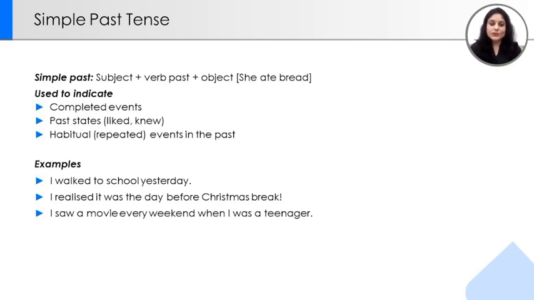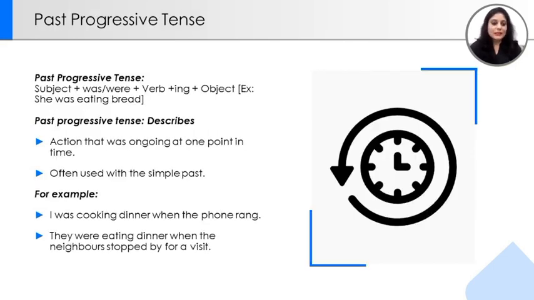Let us now move to the next form of the past tense. This is called the past progressive tense. Let's see what the past progressive tense does in English language. This tense describes an action that was ongoing at one point in time. As the name suggests, the past progressive tense talks about an action which was in continuation or progression, but this action did not happen in the present. This action happened in the past, and that is why this tense is called the past progressive tense.